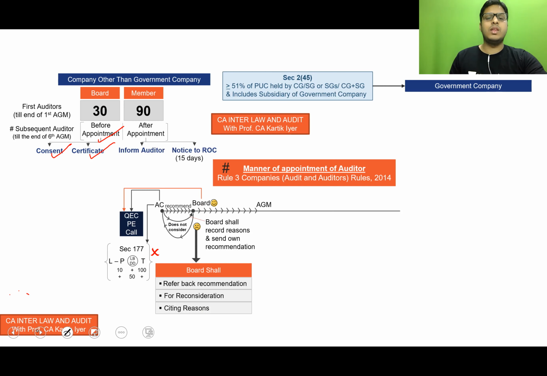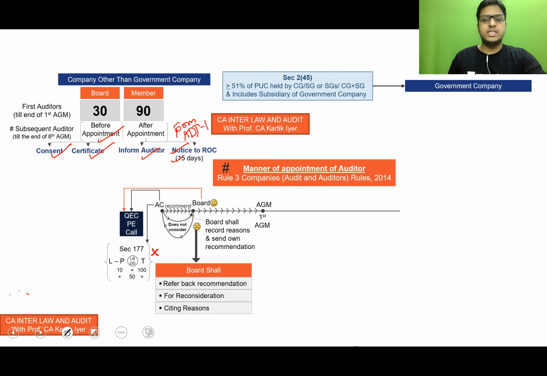And second thing, at the AGM, if the auditor is appointed, after that the company will have to inform the auditor and will have to give notice to the ROC within 15 days, and there is a specific form for this, and that form is Form ADT-1. So in Form ADT-1, the ROC will be notified. Okay, very clear.